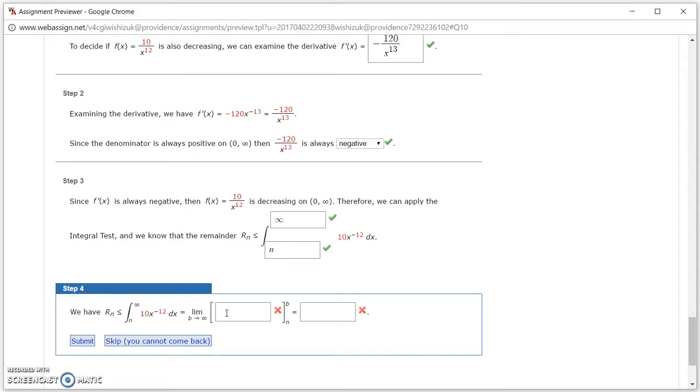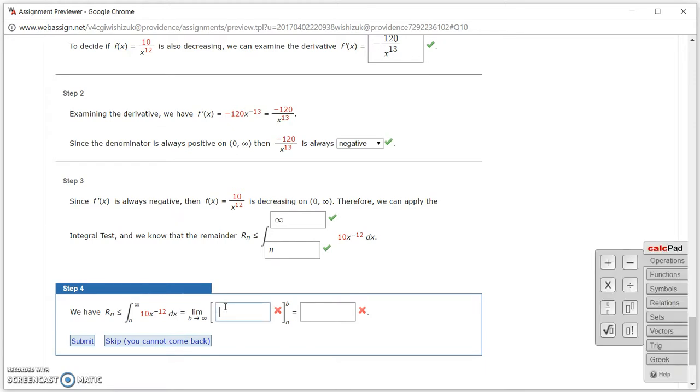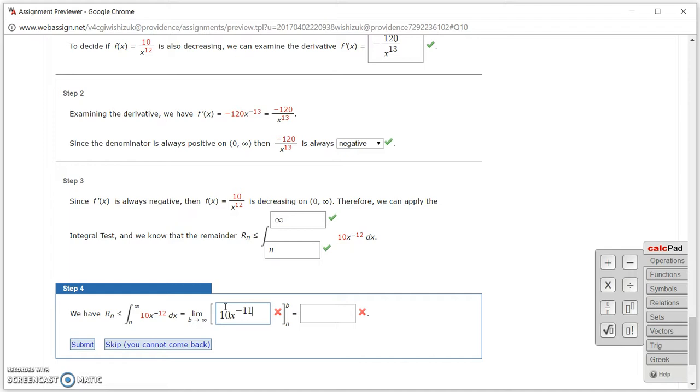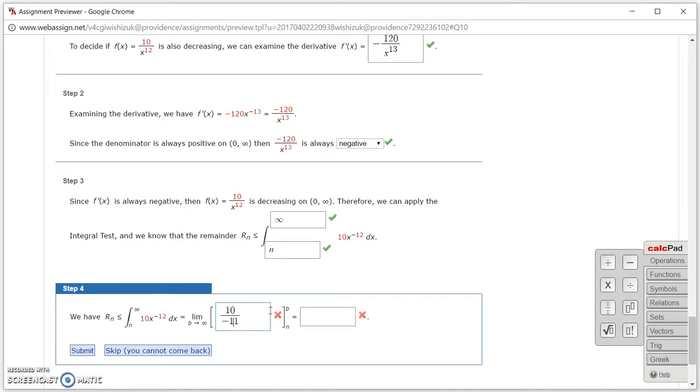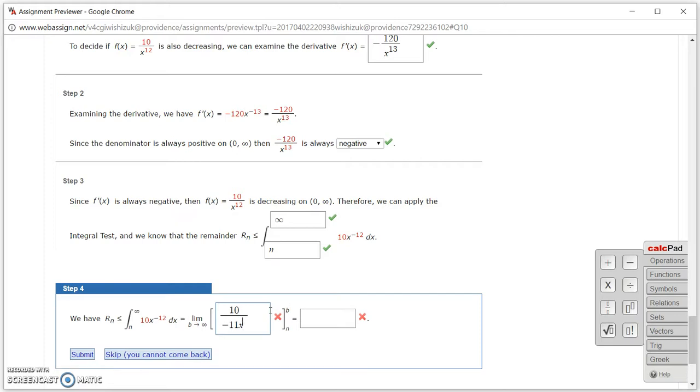We have to find the antiderivative. So 10 is already there. Then you add 1 to the power, so it's going to be x to the negative 11 power. Then you divide by negative 11. Can I rewrite this this way? Instead of writing the negative 11 power, I'm going to put x on the bottom with the 11 power, which is equivalent. Then I'm going to put the negative sign right in front too.